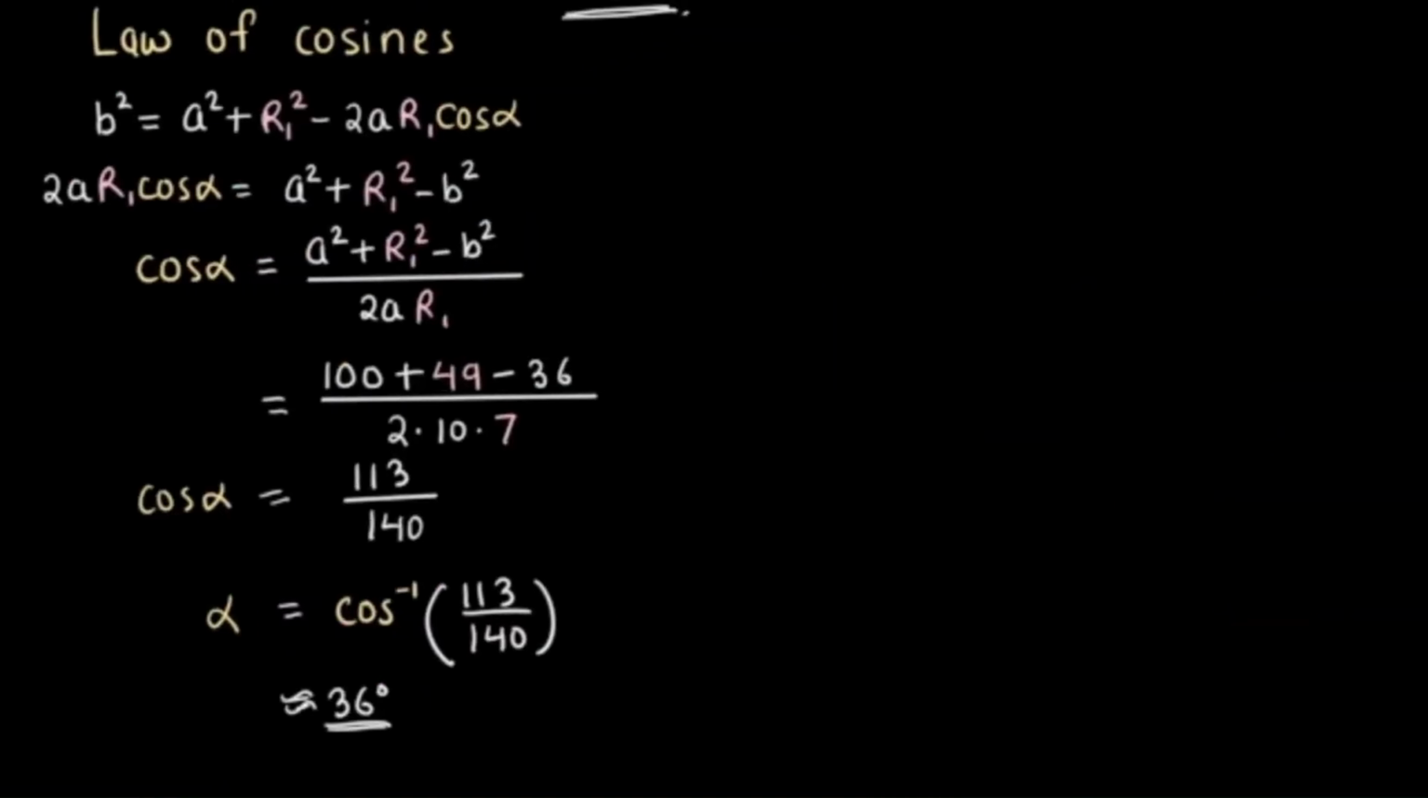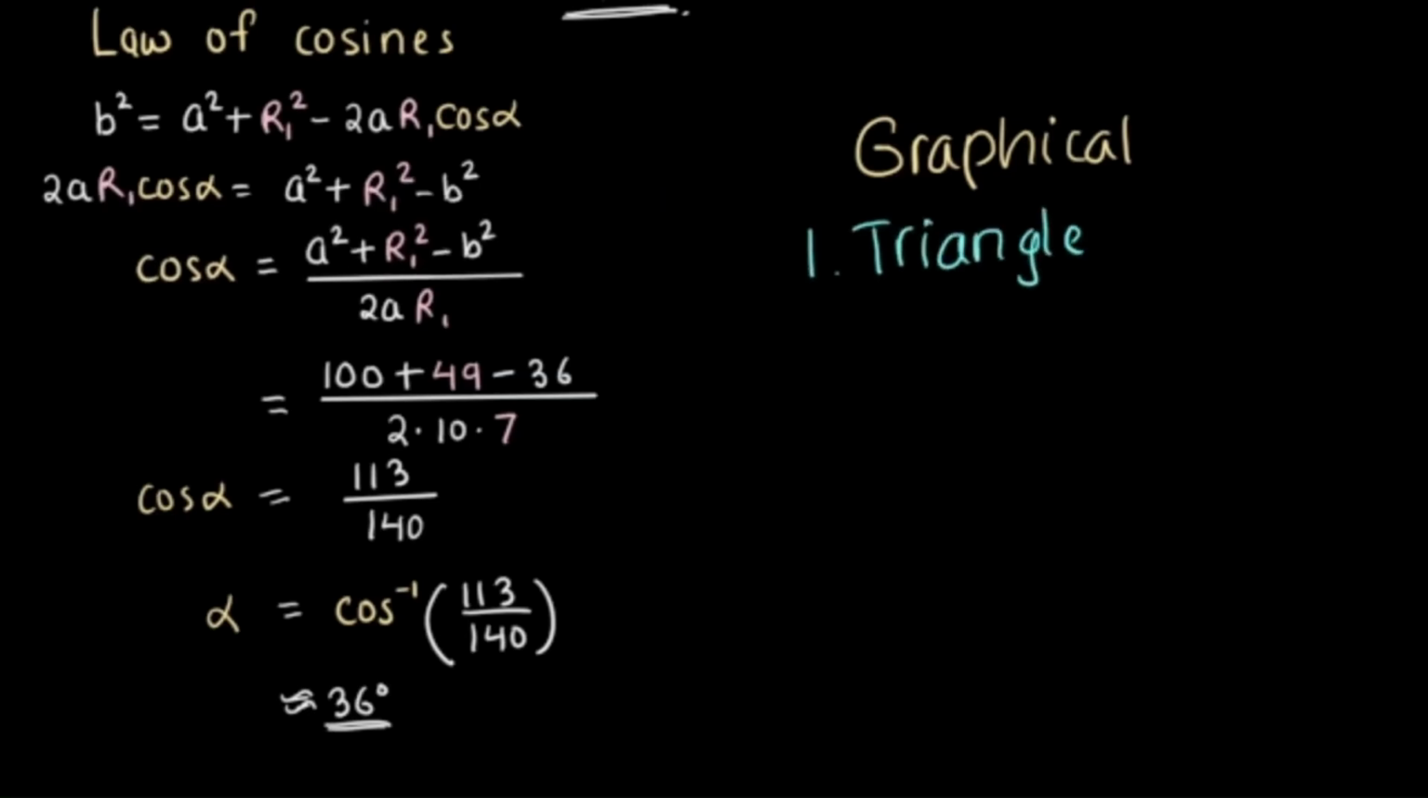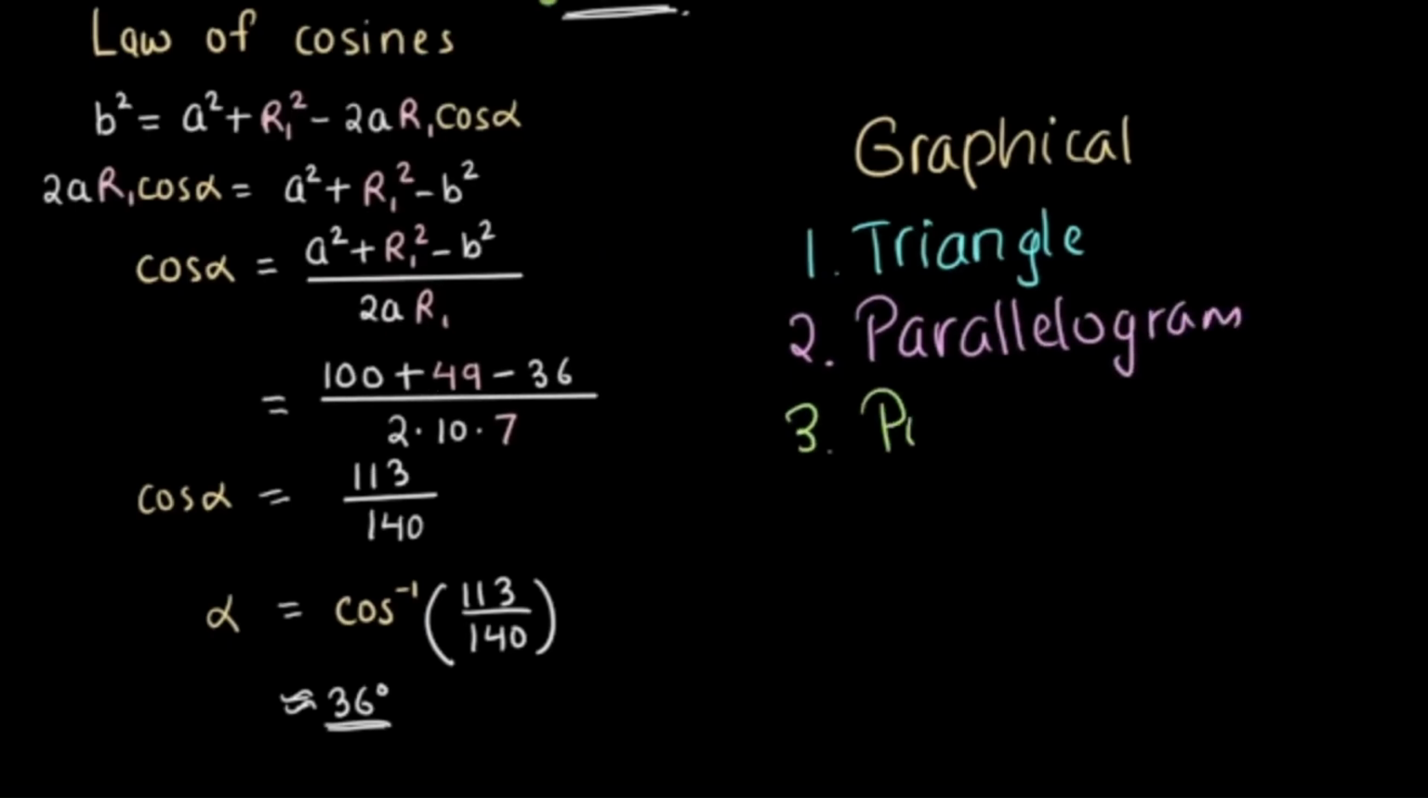So just a quick recap. In this lecture, we looked at graphical methods of vector addition. And these graphical methods are of 3 kinds. We have the triangle method of vector addition, the parallelogram law of vector addition, and lastly, the Polygon law of vector addition. These 3 are not too different from each other.